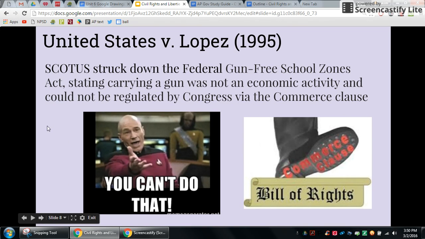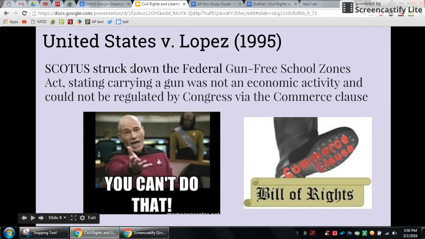U.S. versus Lopez is a gun control Supreme Court case. The federal government had the Gun-Free School Zone Act. A kid got caught with a pistol in the school zone and got in trouble, but then somebody, I can't remember who, sued and said Congress has no right to create this act. Constitutionally, it doesn't say Congress can create a gun-free school zone act.